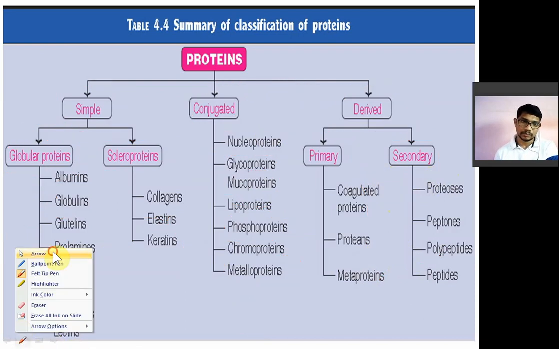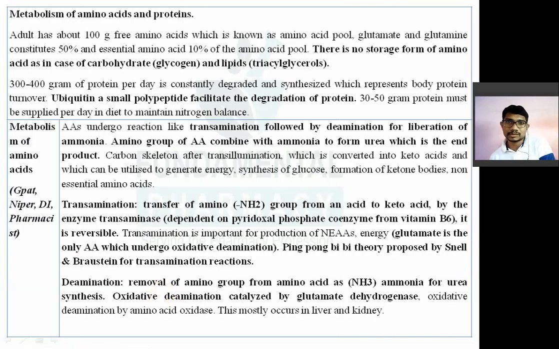Now we'll see a very important part, metabolism of amino acids and protein. Actually they have mentioned a lot of things in your syllabus, but for GPAT it is not very important. Every individual amino acid has some metabolic pathway: metabolism of glycine, phenylalanine, tyrosine. Every amino acid has its own metabolic pathway and reactions. If you want to read, you can read from Biochemistry by Sachin Jadhav. But that is not much important for GPAT, though for your knowledge you can read. Now we'll see the important points from metabolism of amino acids.